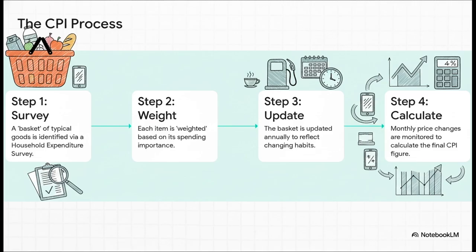First, they do a massive survey to create a virtual basket of goods and services that a typical household buys. Second, every item gets a weighting. So petrol, which takes up a big chunk of a family's budget, has a much heavier weight than, say, a tin of beans. Third, this basket gets updated every single year to make sure it's still relevant. And finally, every month, they track the price changes and use those weights to create the final CPI number.